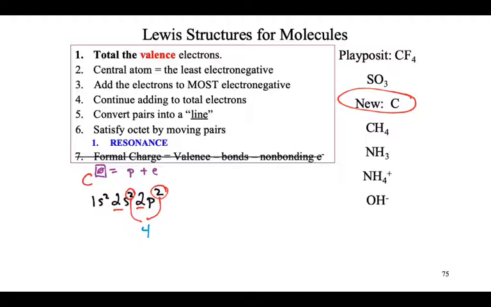What do 14 and 4 both have in common? 4. How many valence electrons does it have? 4. Just read the number off the top of the periodic table. That is now your valence electrons. Okay, so I have 4 valence electrons for carbon.